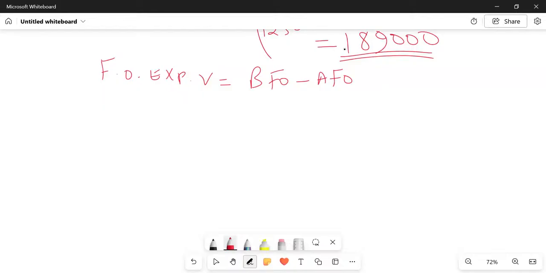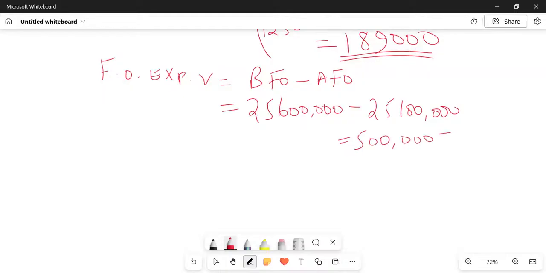So budgeted fixed overheads are how much? It is given, total 25,600. That is from the budget, isn't it? Minus actual fixed overheads, 25, 100,000, like that. So 500,000 favorable. Positive, right? Thank you so much.